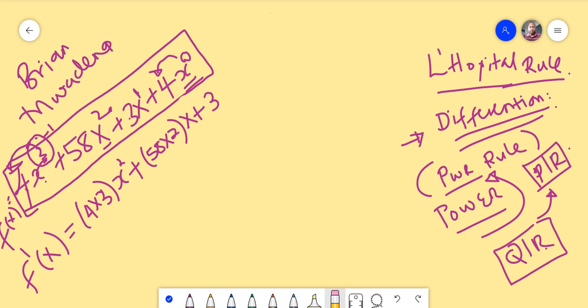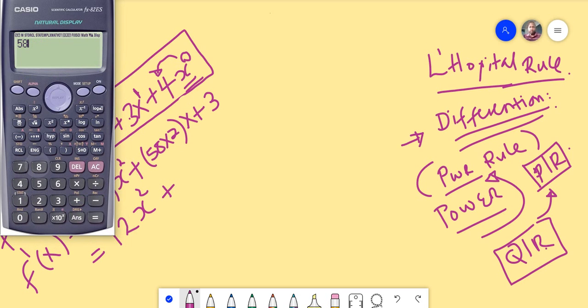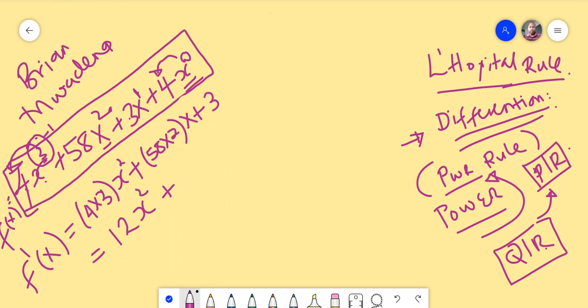So now we can come here and clean this up and see how it is. This one is going to be 4 times 3 is 12x squared plus 58 times 2, which is 116. So we're going to get 116x plus 3. So this is the first derivative.